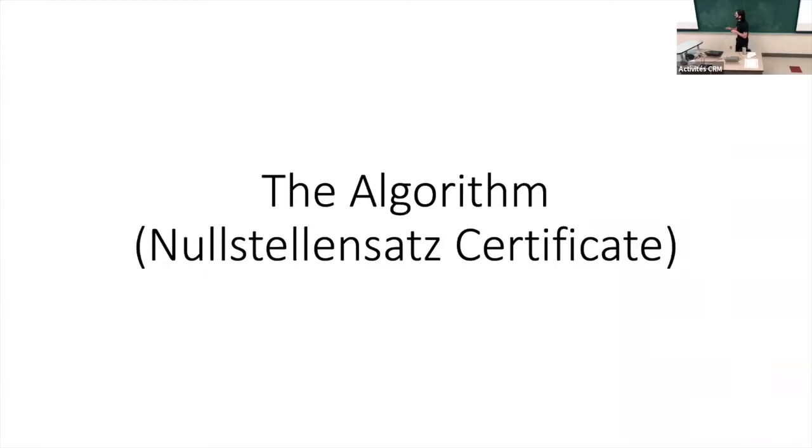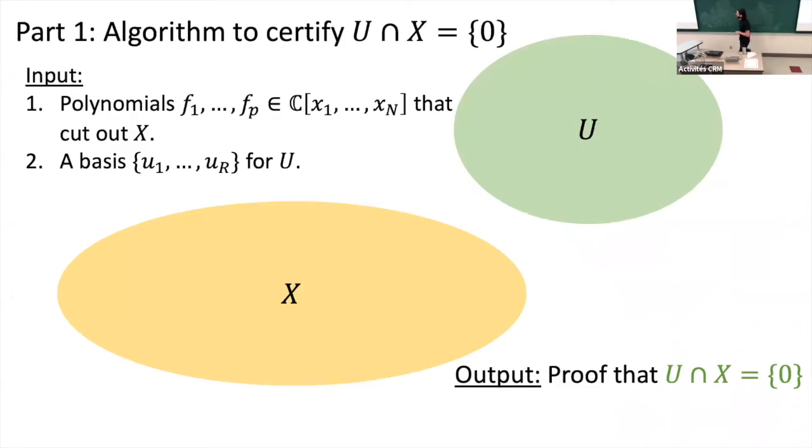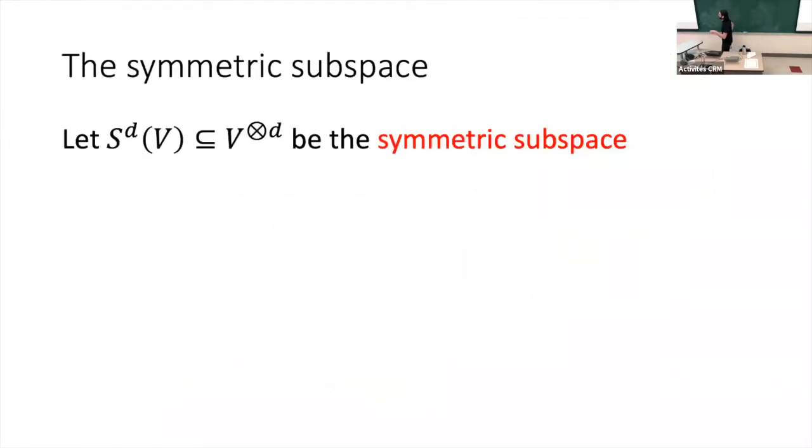What is the algorithm? Okay, so it's just a Nullstellensatz certificate. Really, it's the guarantee that is new. So the input is a bunch of polynomials that cut out the variety and some basis for U, and we want to prove that U trivially intersects X. So to describe it, I'm going to need a few notions.